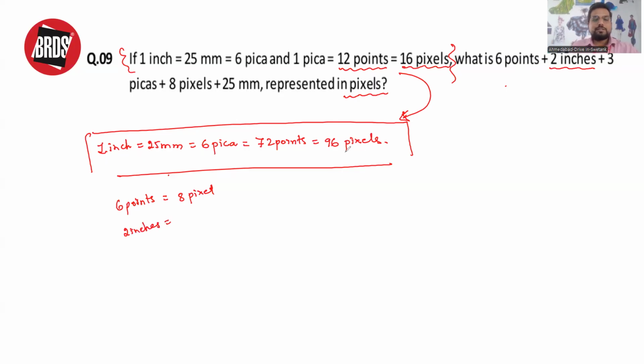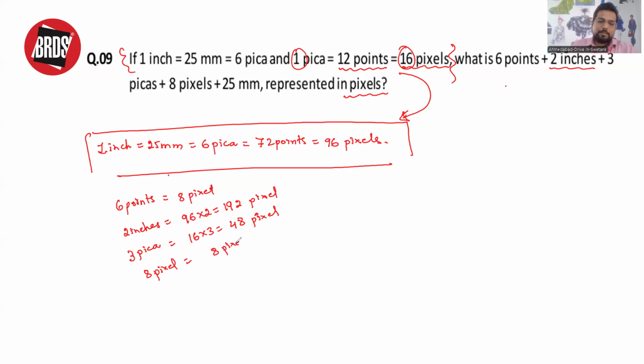Now 1 inch is 96 pixels, so 2 inches would be 96 into 2, 192 pixels. Okay, now 3 picas. So 1 pica is 16 pixels. So 3 picas would be 16 into 3, 48 pixels. Similarly, they have given us 8 pixels directly, so we do not have to worry about that.